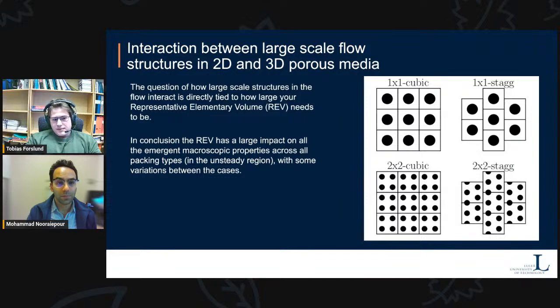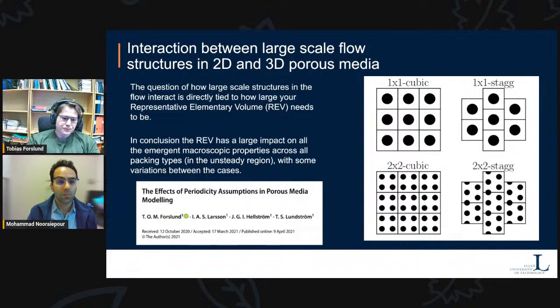And in conclusion, we have come to the conclusion that the representative elementary volume has a large impact on the emergent microscopic properties. Especially these 1x1 cells turn out to be really bad when it comes to predicting behavior in the unsteady domain. And this is also explained in great detail and analyzed in the article on the effects of periodicity assumptions in porous media modeling, which is another article that I urge you to look into if you're interested in this.